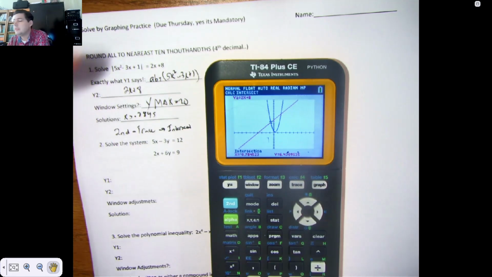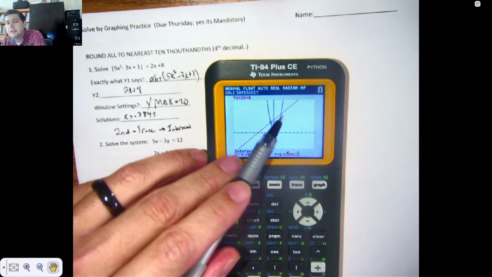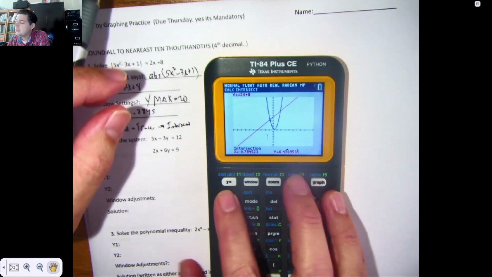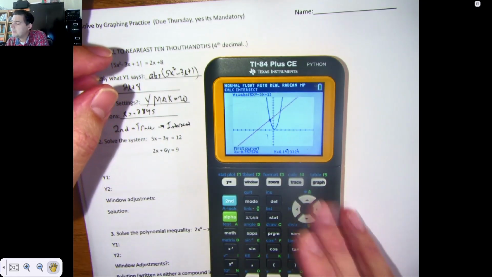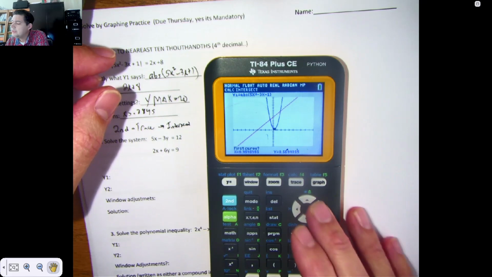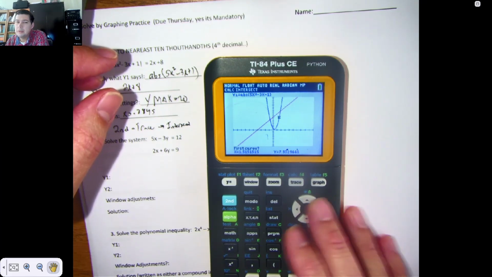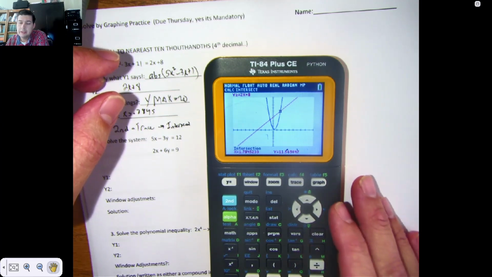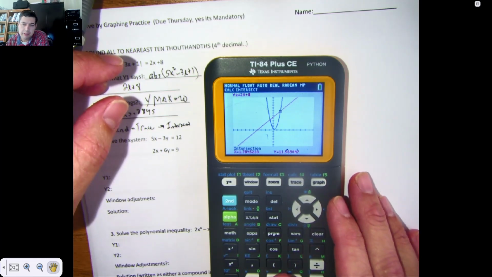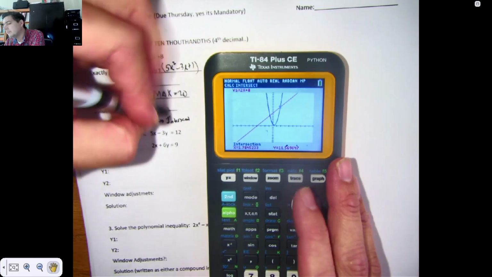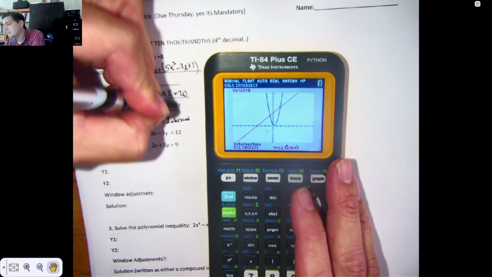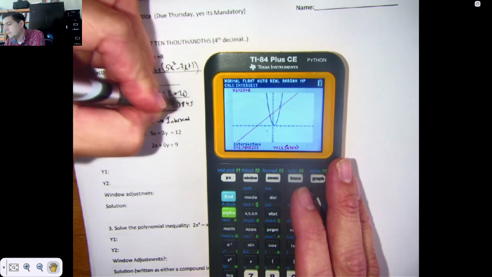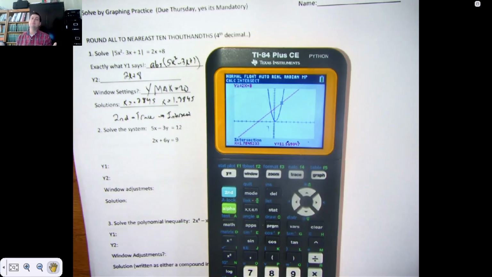And there are 2 intersections. This was one answer. There's another one over here. So second trace 5 for intersect. Take your little blinky cursor dude. I'm hitting the right arrow button, and I'm going to get him close. I'm going to press enter, enter, enter. There's the other one, 1.7845. All right, that's number one.